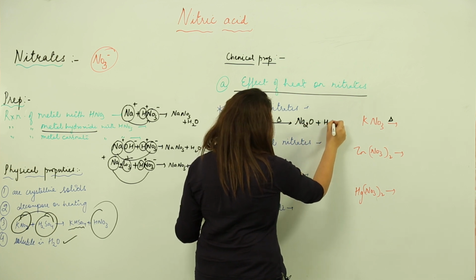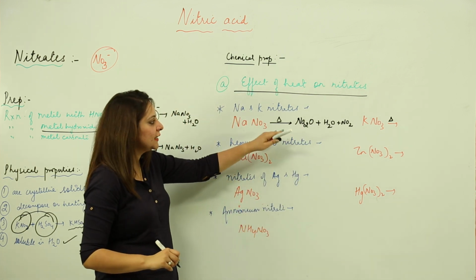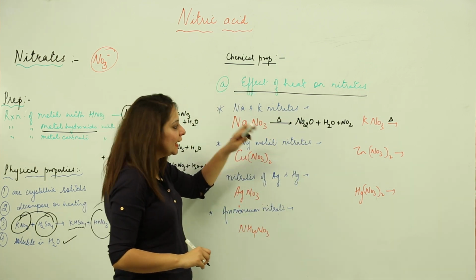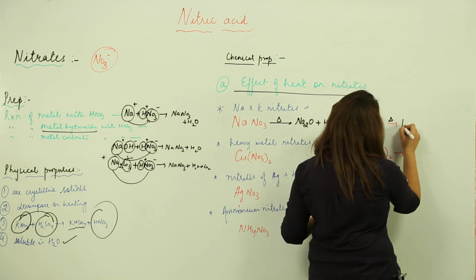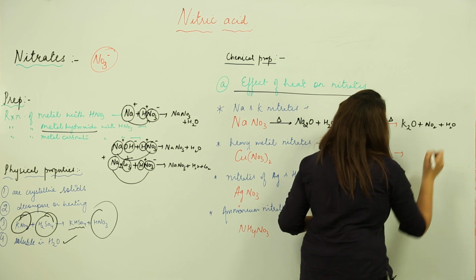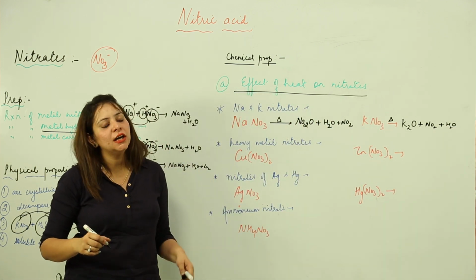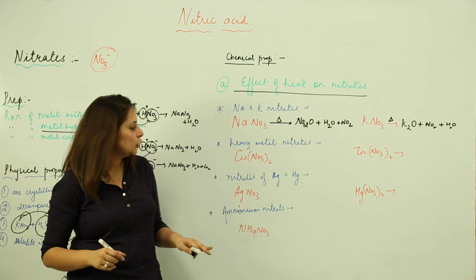Na2O, H2O and NO2. So it gets decomposed into oxide, water and NO2. Likewise, when we decompose KNO3, it again decomposes into potassium oxide, NO2 and water. So likewise, that means we get a nitrogen oxide, we get water and we get a metal oxide also.